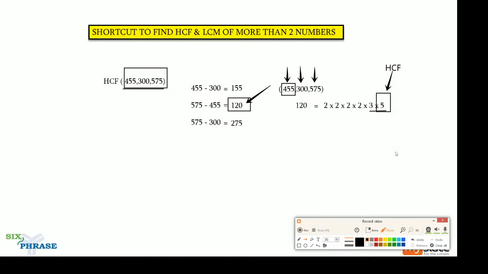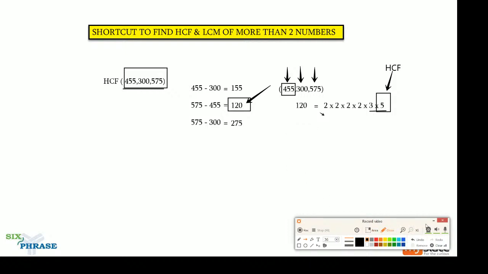You won't make mistakes because all these numbers are small numbers, guys. 2, 3, 5. All these are small numbers. You're not dealing with major numbers. We are not asking you to divide 455 by 575 or something like that. So make sure you follow this method. This is going to give you answers very easily and quickly.